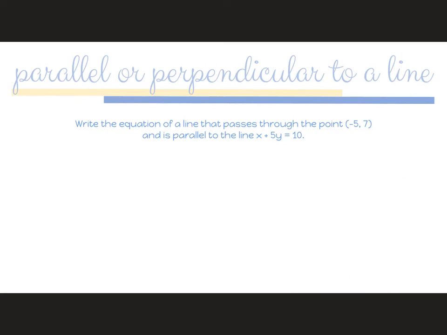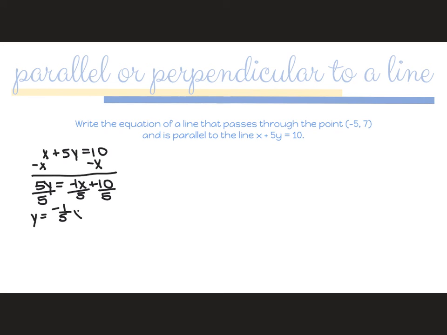For the last example, it says write the equation of a line that passes through the point negative 5, 7 and is parallel to the line x plus 5y equals 10. First thing I want to do is rewrite the given equation so that it's in slope-intercept form. So I start by subtracting x from both sides. I divide each term by 5. Remember, leaving this as a fraction so that it's easier to identify my slope.